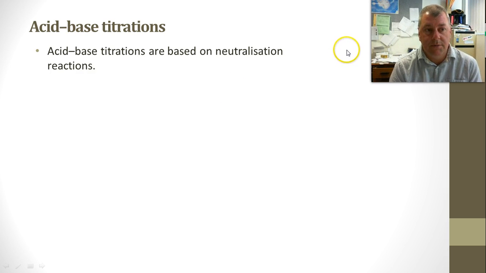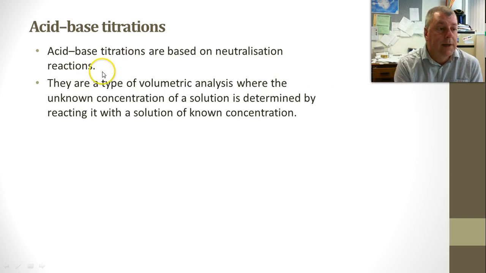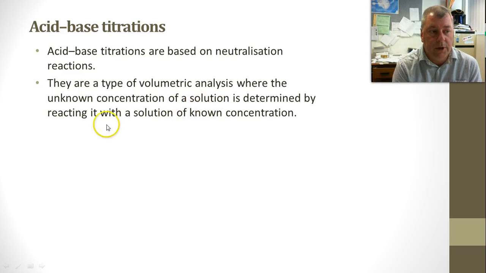In fact, some chemists spend most of their lives doing little else but titrations, even though there's sometimes machines that will do it for you. But even those machines rely on accurate titrations being done by a skilled chemist to calibrate them. Now, they are a type of volumetric analysis where the unknown concentration of a solution is determined by reacting it with a solution of known concentration, and an indicator is used to indicate when a reaction has taken place.